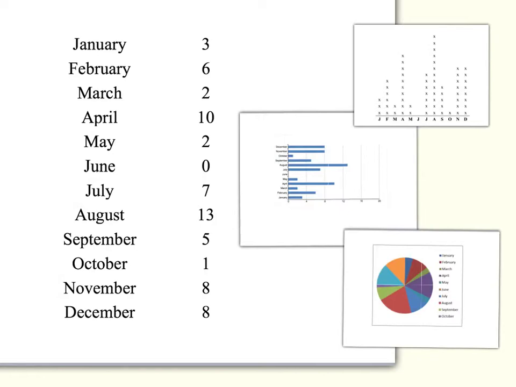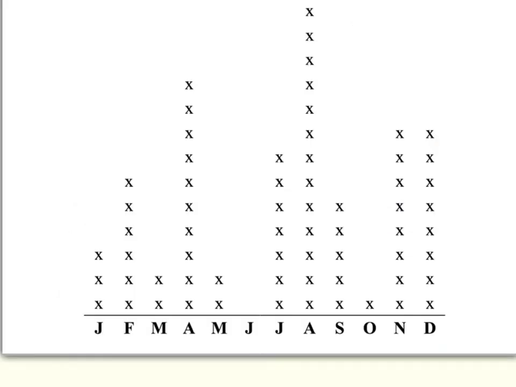Instead of looking at numbers on a chart like this, we're able to see them in a visual way on the graph. Using the previous data, I can show it in a line plot, and these are the January birthdays, and there's 3 of them. February, there's 6 of them. March, April, May, June, July, August, September, October, November, and December. If you go back, you can see that all of these numbers match the data I just showed you.